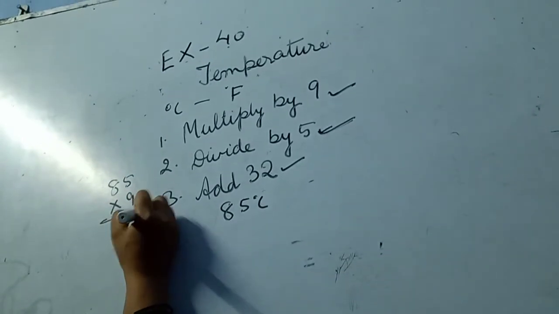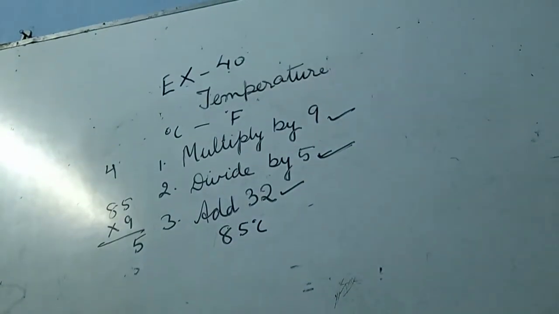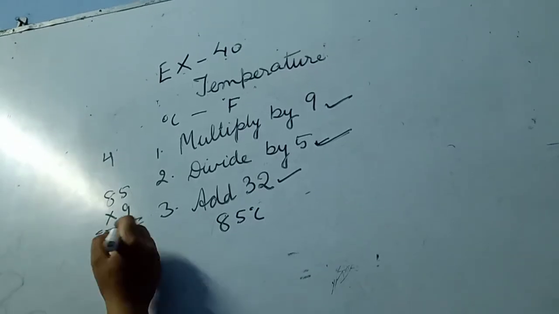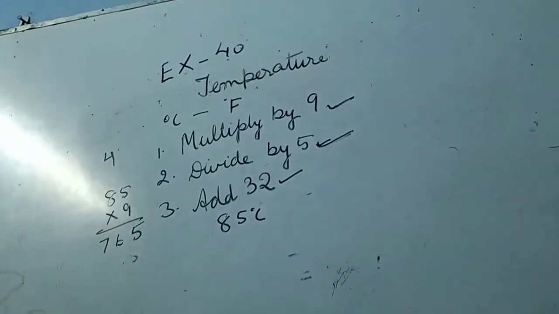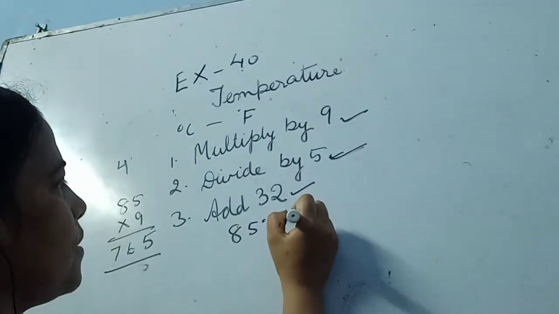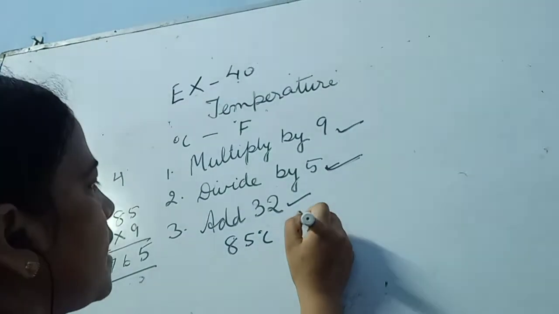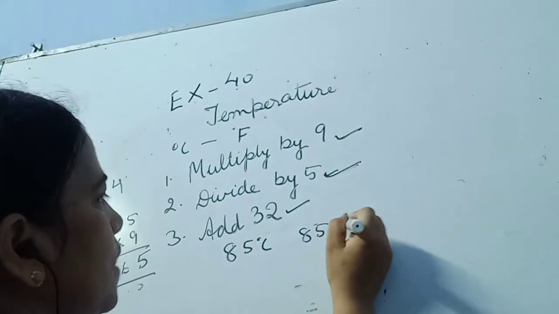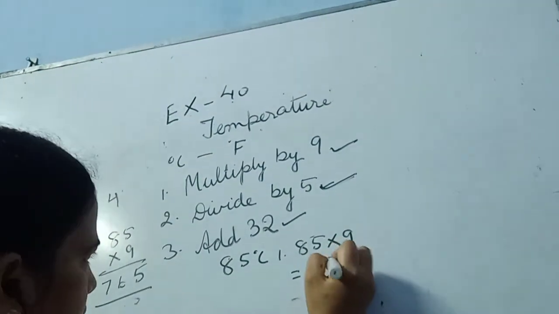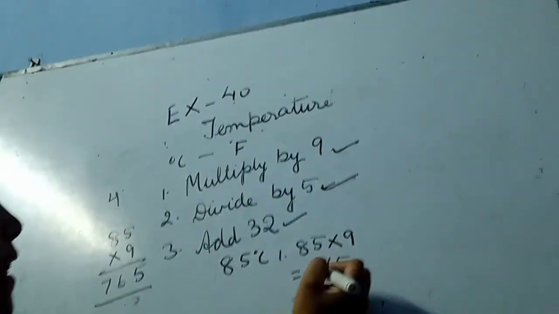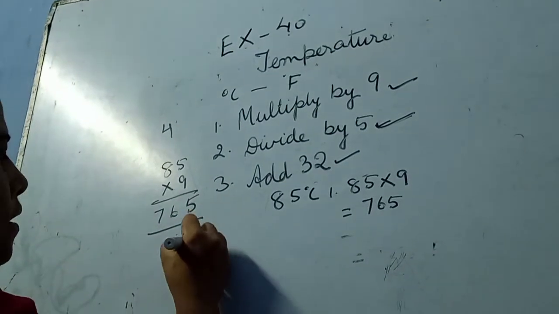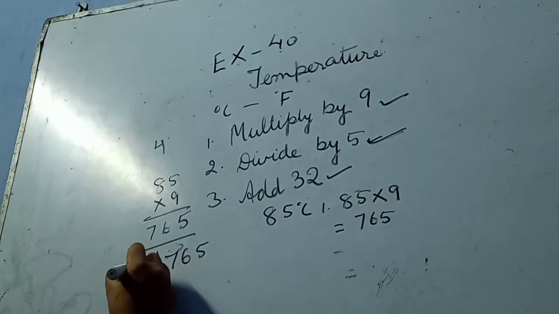So 5 9s are 45, and 8 9s are 72, and then we get 765. That is when we multiply 85 by 9; step by step we will go. First step gives 765, understood? Now divide this 765 by 5. Let us do that.